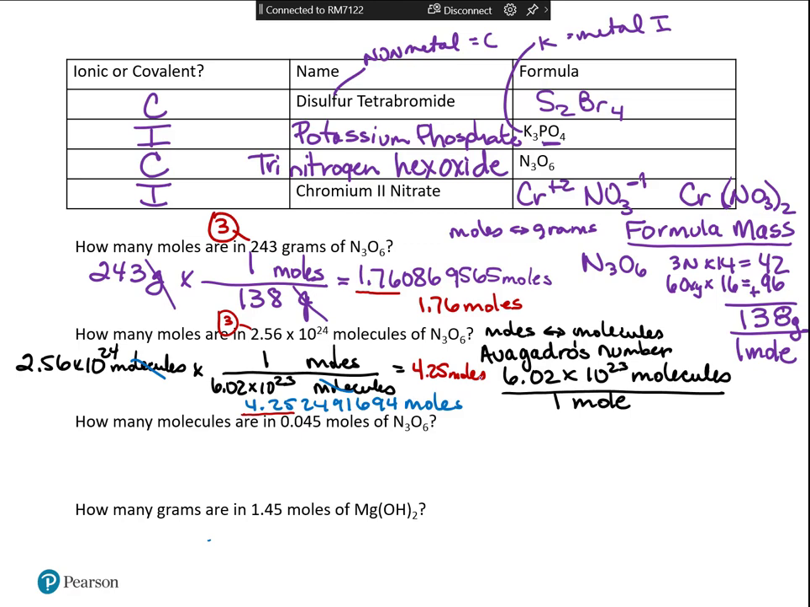What if I want to go molecules to moles? So in this next one, I see molecules and moles. So do I need the formula mass or do I use Avogadro's number? Avogadro's number. If you see moles and you see molecules, use Avogadro's number. And so in this one, the number I start with, 0.045 moles times in a line.